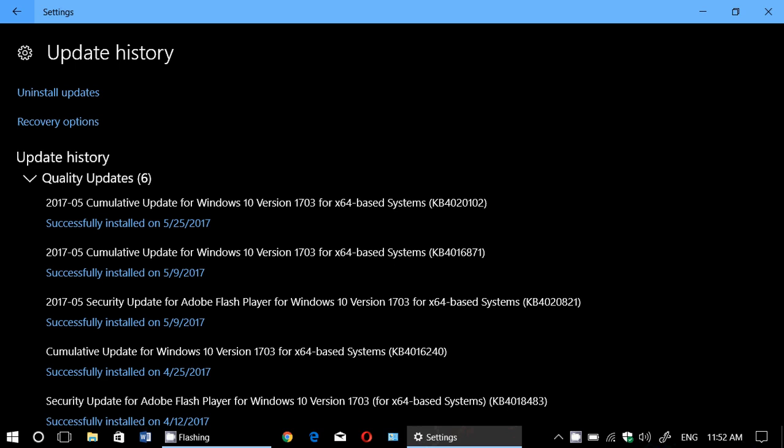So KB4020102, the one you see at the top here, installed yesterday. It was released at the beginning of the afternoon yesterday to everyone on the Creators Update. So what does this do? Well, it's really a lot of bug fixes. Addressed issues where NTLM fails to generate challenge response in CredGuard. Addressed issue where Internet Explorer does not respect the send all sites not included in the enterprise mode.